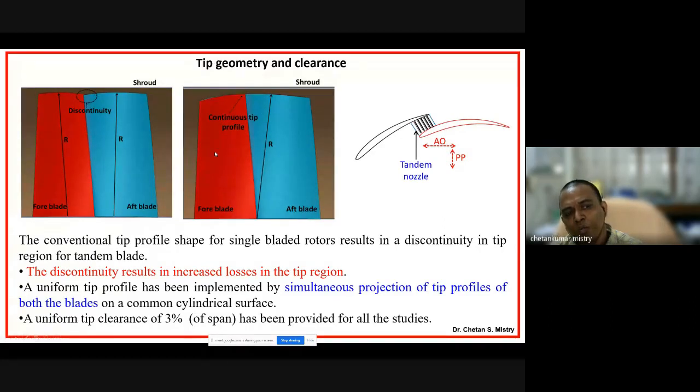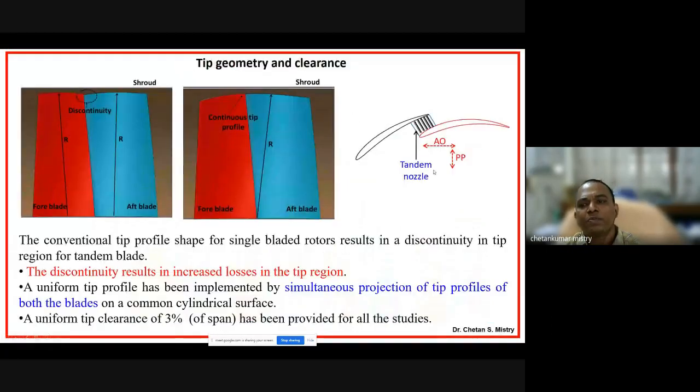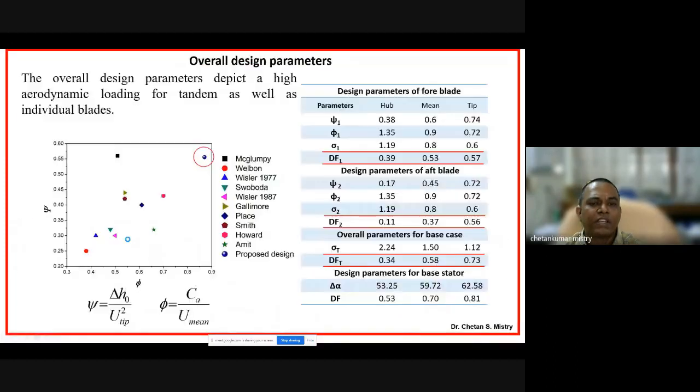Now there are two possibilities to be addressed here. One is called percentage pitch, and the second is called axial overlap. Let's try to understand what that is. For all our studies, we have kept the percentage pitch at 82%. Percentage pitch means the gap between these two rotors in the pitch-wise direction. That we have maintained constant. Then we have varied our axial overlap. Now let me tell you the reason here.